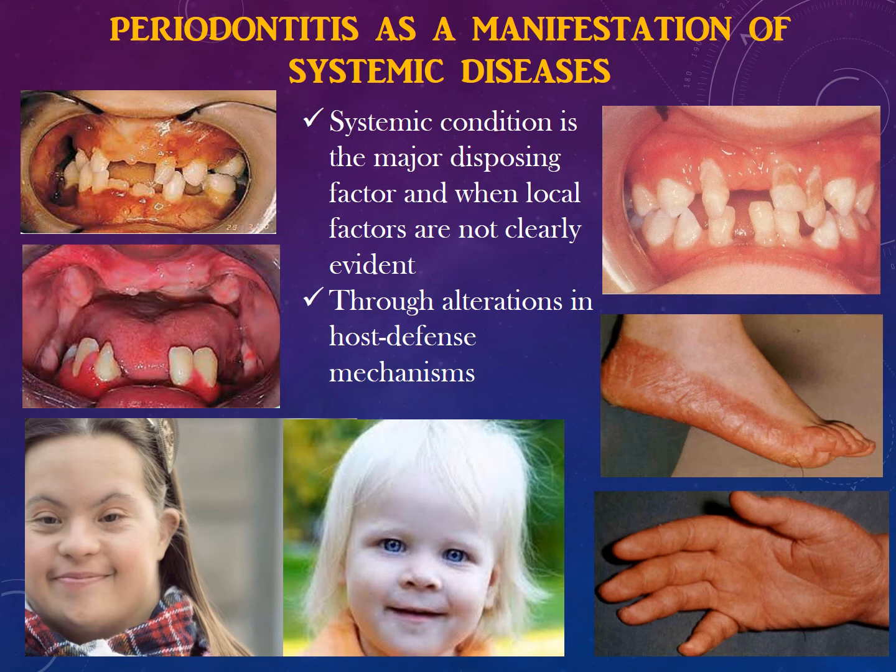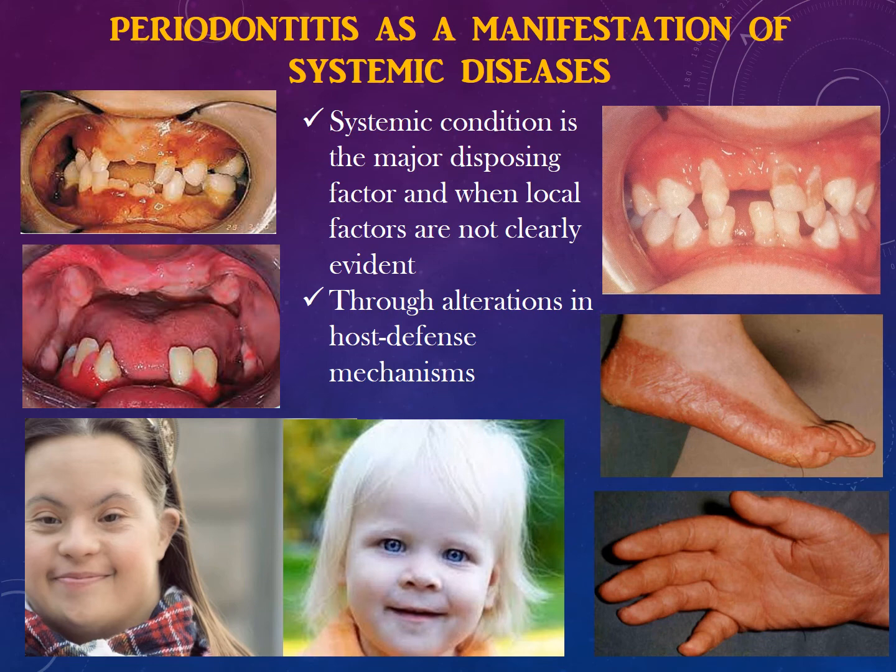Next, moving on to periodontitis as a manifestation of systemic diseases. This is the diagnosis which is made when the systemic condition is a major predisposing factor and when local factors are not clearly evident. However, in the case in which the periodontal destruction is clearly the result of local factors but has been exacerbated by the onset of conditions such as diabetes mellitus or HIV, then the diagnosis should be chronic periodontitis modified by systemic conditions.